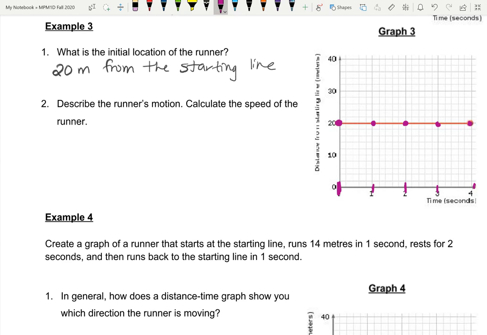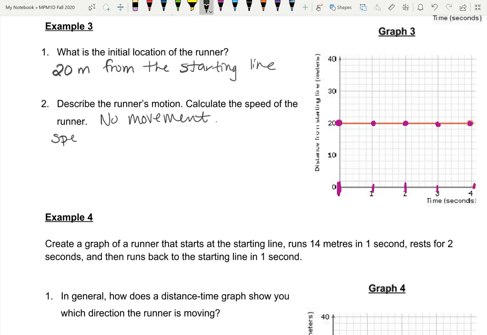So it's asking us to calculate the speed. Now remember, calculating speed is the same way we calculate slope. So I'm going to expect that I'm going to get a speed of 0 meters per second, which makes sense. When you're standing in one place, your speed is 0. And so this horizontal line, also we know that the slope would be 0. So describe the runner's motion: no movement.